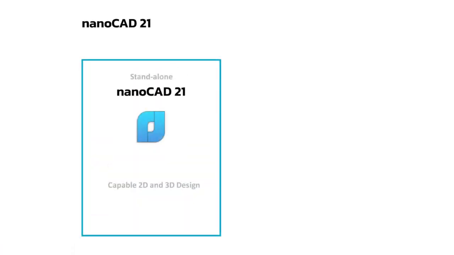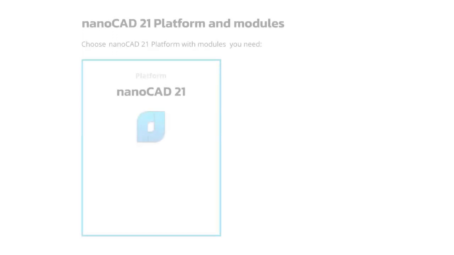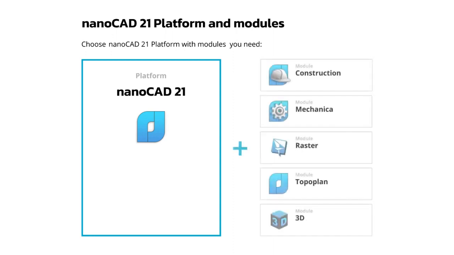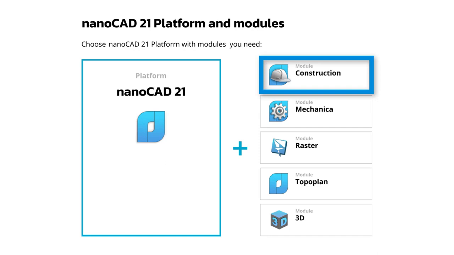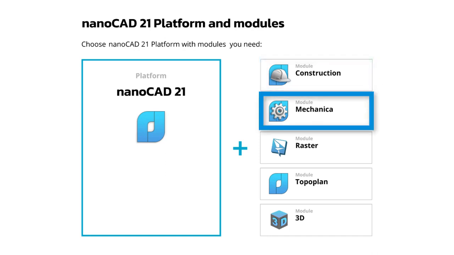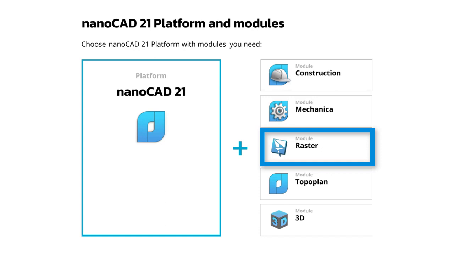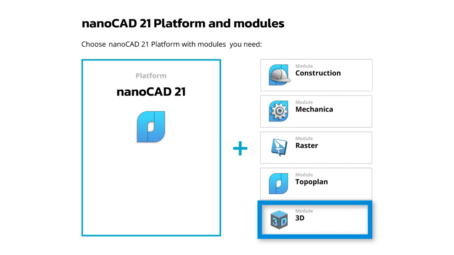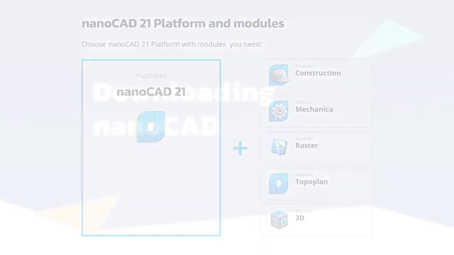nanoCAD 21 is available as a standalone, capable 2D and 3D design program. nanoCAD 21 is also a platform on which you can add the modules that help you get your work done better. There's a construction module for AEC design, Mechanica module for mechanical design, a raster module for working with scanned raster images, a topoplan module for working with digital terrains, and a 3D module that adds advanced 3D to nanoCAD.